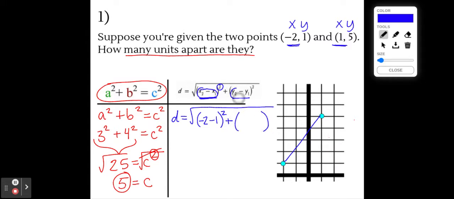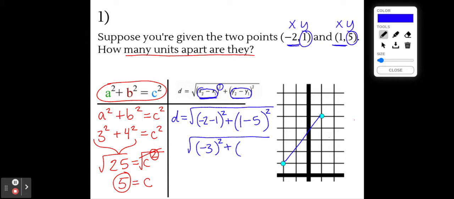I'm going to subtract now the y's. So because I did left minus right, I'm going to do the same thing for the y. So here's the y, this is 1, and then I'm going to subtract 5, left to right. 1 minus 5, and then that's to the second power. Okay, so now I have to follow order of operations. Inside the square root or the radical, I first would want to do parentheses, then exponent, then add. So in parentheses, I have -2 minus 1, that's -3.